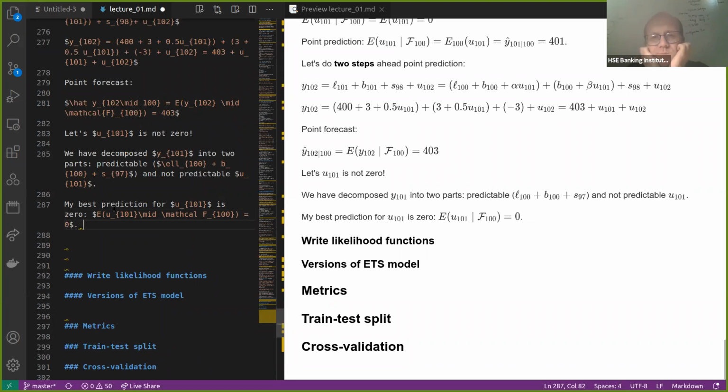Okay, Maxim? I'm not saying that U101 or U102 is 0. They are not 0, but their predictions at time 100 are 0.